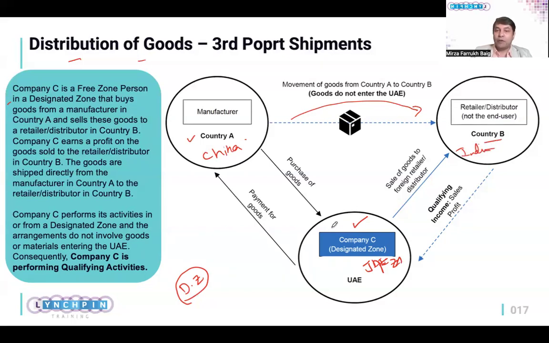And I'm operating from a designated zone. In this case, the goods never entered this country, but still it would be qualifying income. Why? Because I'm operating from a designated zone. If I start doing the same third-port shipment from a normal free zone, or from the mainland, I would not be able to enjoy this benefit. So in this case, my company C is performing the qualifying activity.